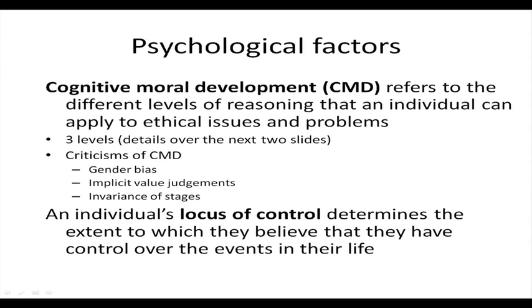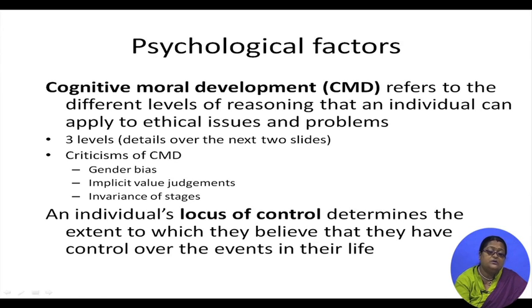Next, the other thing that is very important for ethical decision making is the individual's locus of control. Locus of control tells about where the control lies, who is determining whether you are responsible for your actions. People may have either an external locus of control or an internal locus of control.